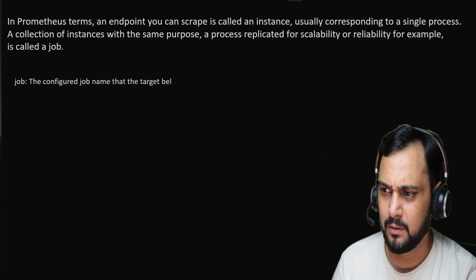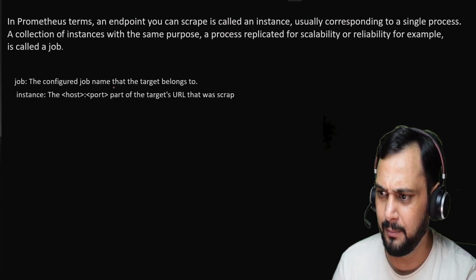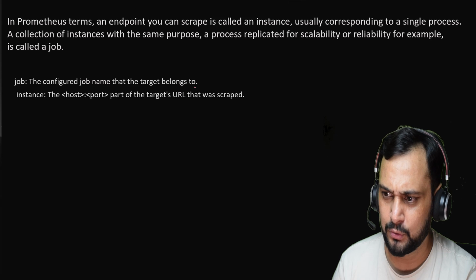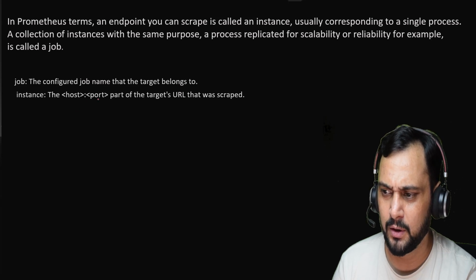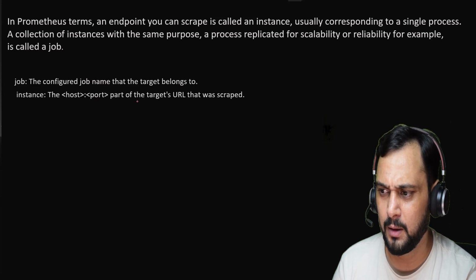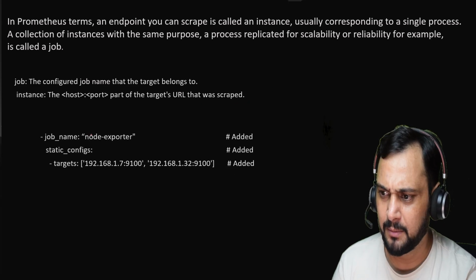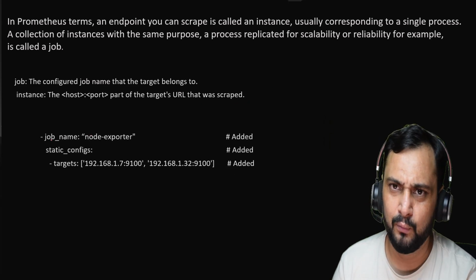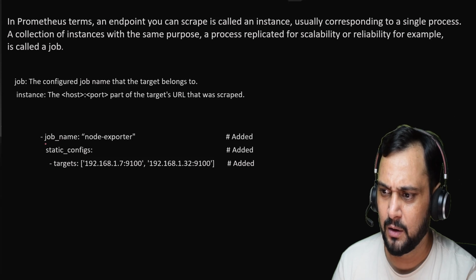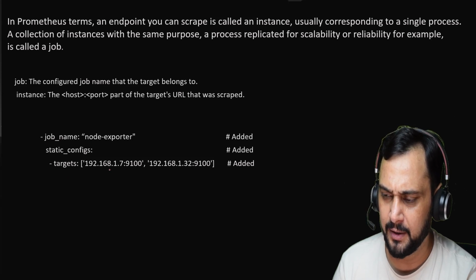Let's take an example. The job is the configured job name that the target belongs to. An instance is the host:port number, the part of the target URL that is scraped. Take an example in the Prometheus configuration file, what we have written here, job name and then target. Here the job name is called node exporter.